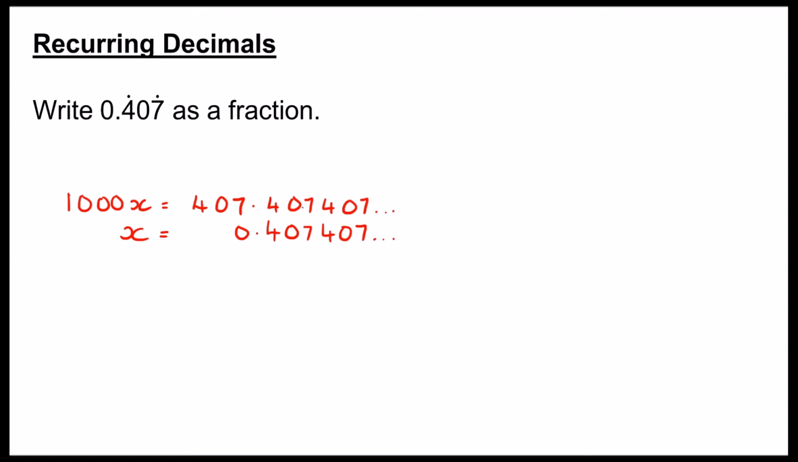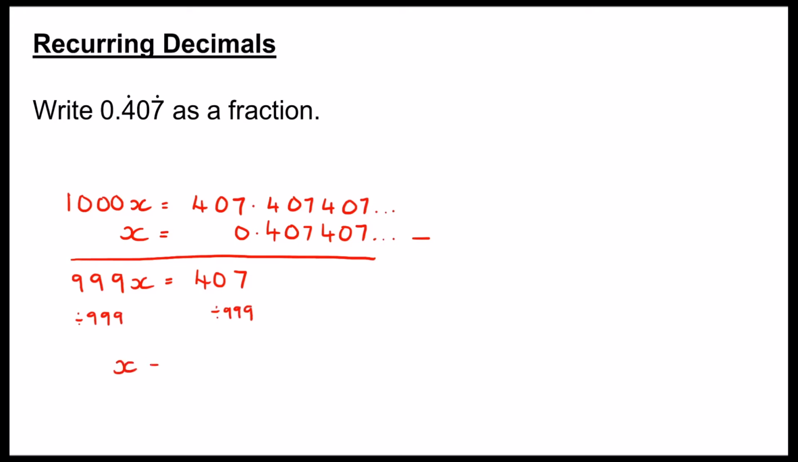What you'll notice again is that if we were to subtract these, the recurring parts are all lined up, so they just cancel each other out again. So, doing that subtraction, all of the recurring parts will cancel out, and we get 407 subtract 0. That's going to give me 407. I know that 1000x take away x would be 999x, and solving the equation that we've got here by dividing both sides by 999 tells me that x is equal to 407 over 999.